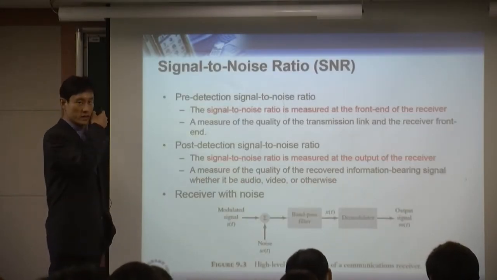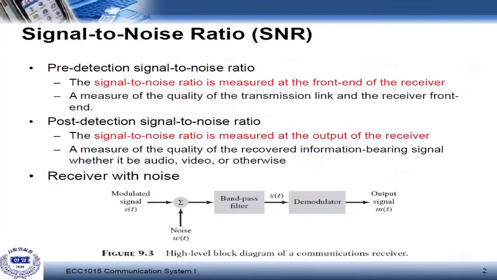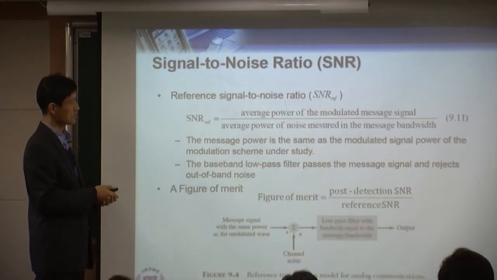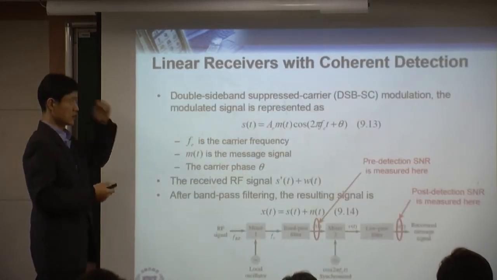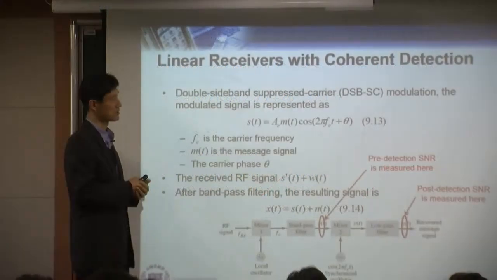We are still discussing the SNR, and we are still talking about how to calculate the SNR, pre-detection SNR and post-detection SNR, right? So let's review in the amplitude modulation case. We learned the DSB, SSB, and amplitude DC added modulation, right?